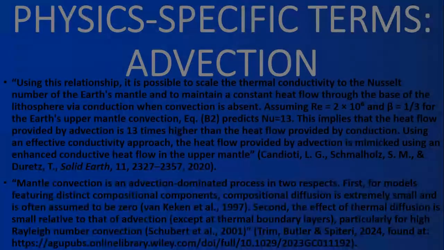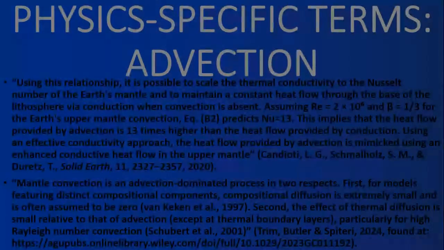Using the effective conductive approach, the heat flow provided by advection is mimicked using an enhanced conductive heat flow in the upper mantle. Mantle convection is an advective dominated process in two respects. First, for models featuring distinct compositional components, compositional diffusion is extremely small and is often assumed to be zero. Second, the effect of thermal diffusion is small relative to that of advection, except at thermal boundary layers, particularly for high Rayleigh number convection. Now here's conduction.